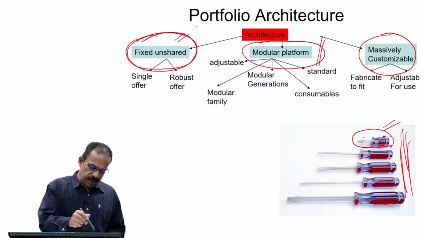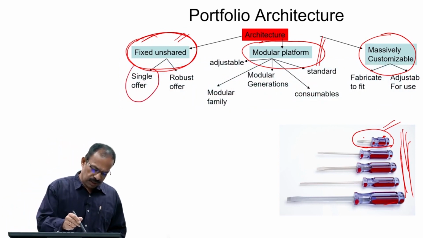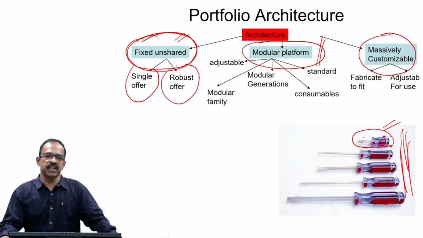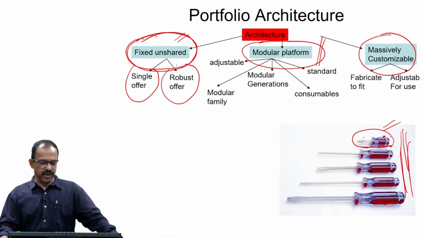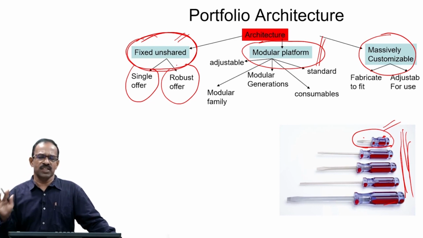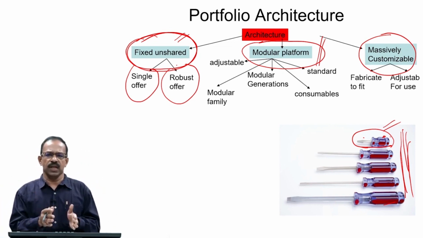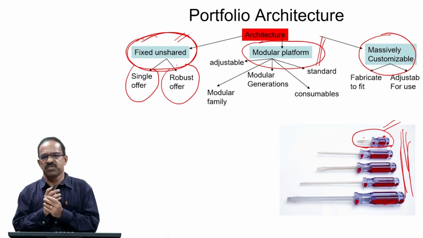And in this itself, you can actually have two categories known as single offer and robust offer. In the fixed unshared itself, you can have a single offer and a robust offer. Basically, it says that in fixed unshared single offer, there is only one type of product in the market, there is no variation to that. All over the world it will be the same. So, there is no variation in that.